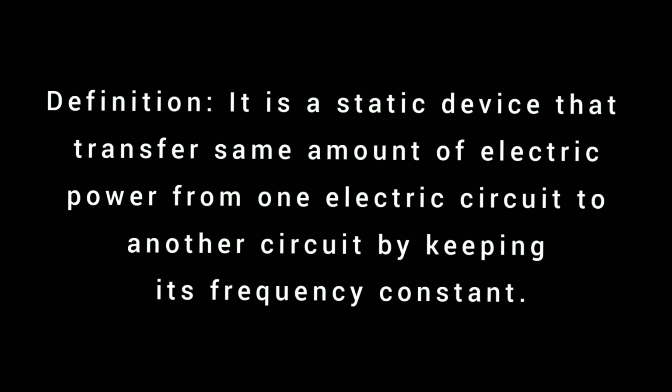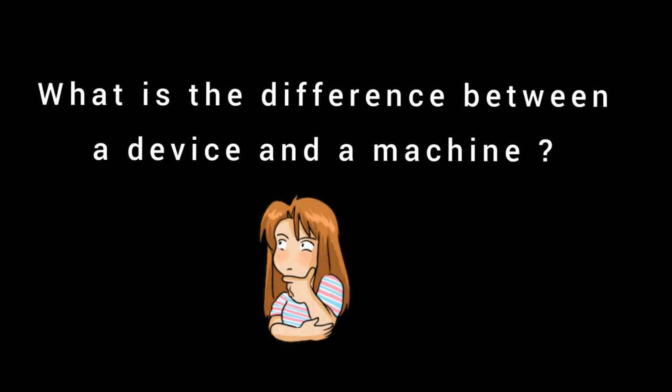Definition of transformer. It is a static device that transfers the same amount of electrical power from one electric circuit to another by keeping its frequency constant. In some textbooks, transformer is mentioned as a machine. So what is the difference between a device and a machine?